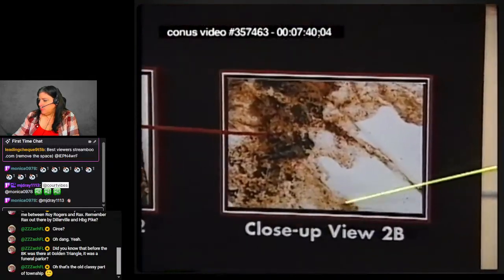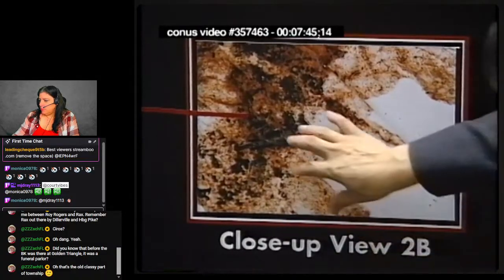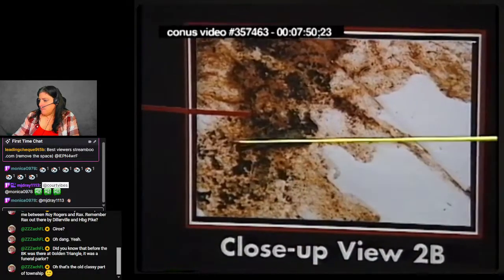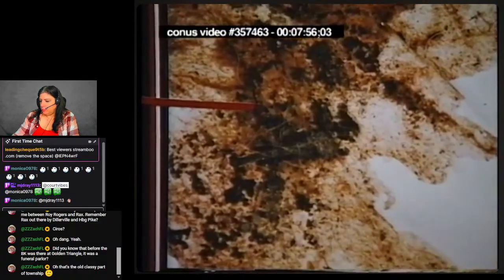Close-up view 2B consists of a heavy bloodstain. On top of the bloodstain, caked with some soil debris. In addition, numerous hair, fiber-like material adhere on this surface.